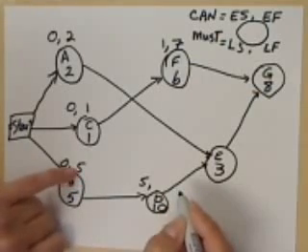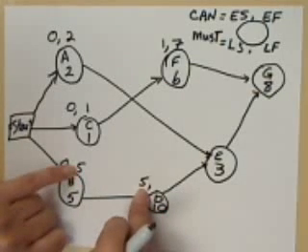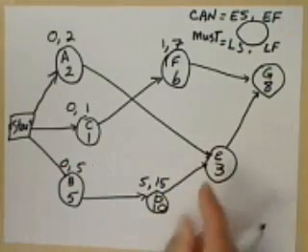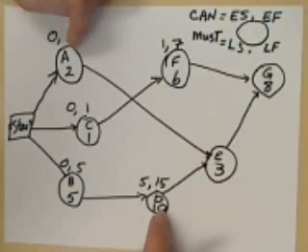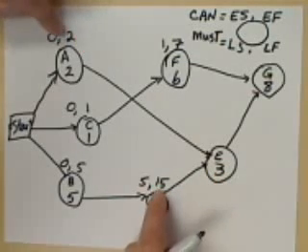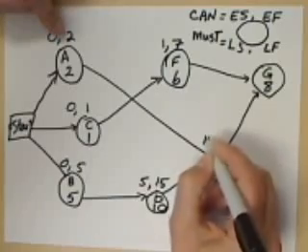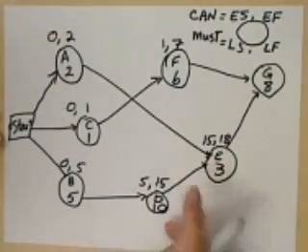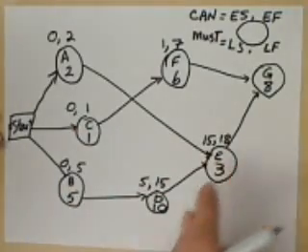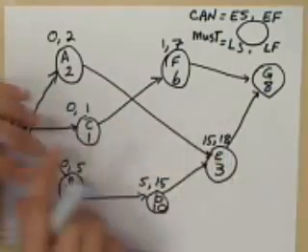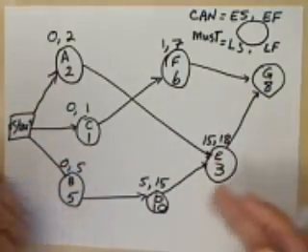5 from here becomes the earliest start time for it, plus 10 is 15. Now, since both A and D must be done before E can begin, the earliest start time for E is the largest of the two, which is 15, plus 3 is 18. Notice in our forward pass, when we have more than one number to choose from, you pick the highest.